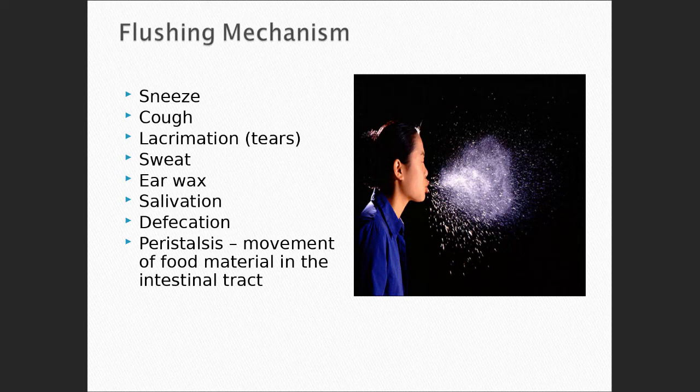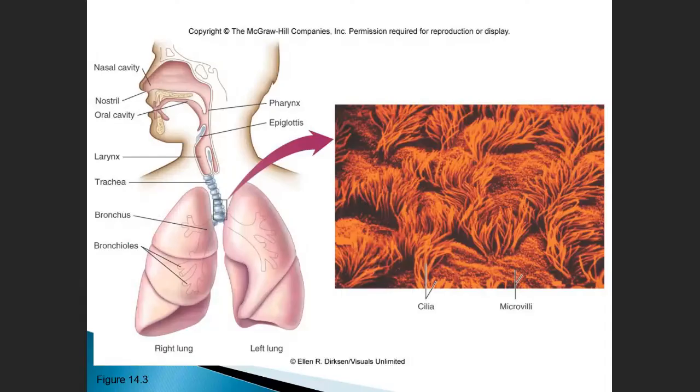Sweating, the formation of earwax, salivation, defecation, and really even peristalsis, which is the movement of foodstuff, a bolus of food, through your digestive tract and eventually out of your anus, right? And so that's all important. Okay, questions? Right. So here is the mucus escalator.